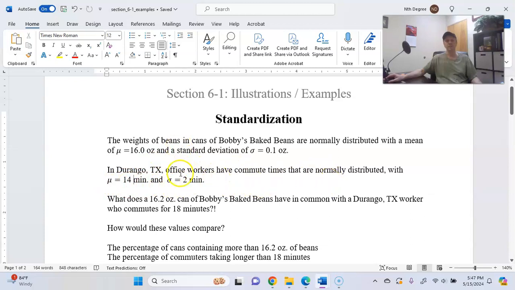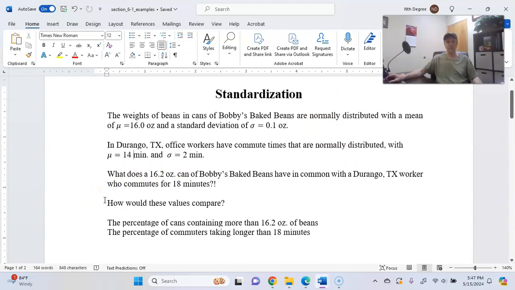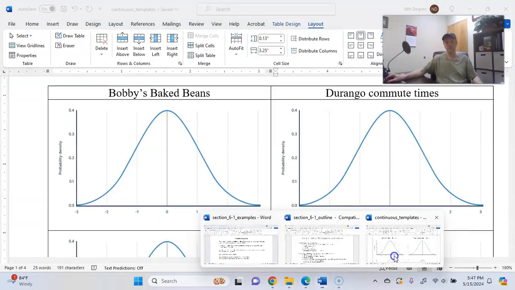Okay, so these distributions involve completely different things and measurements. This one measures ounces of beans, this one measures minutes of commute time. But what they do have in common is their mathematical structure. They're both normally distributed. Consider this question that might seem absurd at first glance. What does a 16.2 ounce can of Bobby's Baked Beans have in common with a Durango, Texas worker who commutes for 18 minutes? Wow, this class is getting really weird.